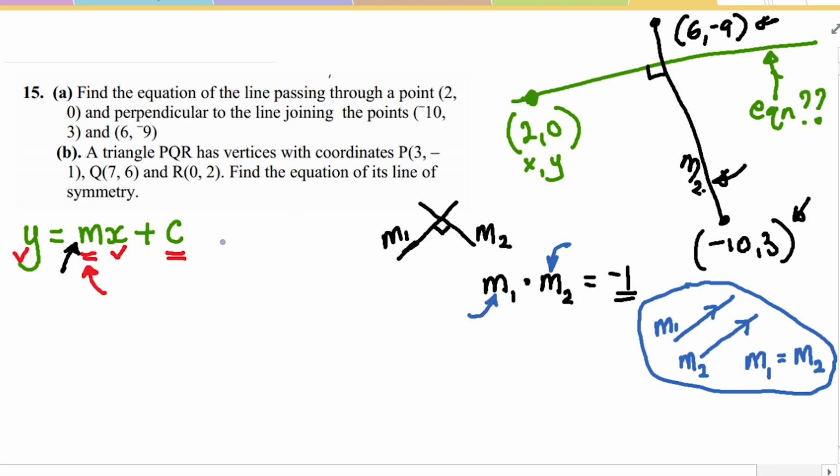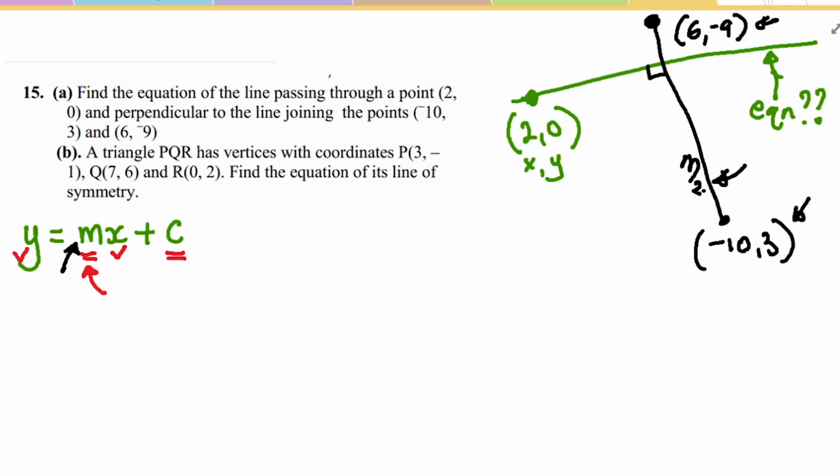So let's try and find the gradient of the green line. How? By trying to find the gradient of the black line. We can easily find the gradient of the black line because we have 2 points along that black line. So to find the gradient of the black line that I'm calling M2, the formula for gradient, again, these are things that must have been introduced to you in your class. I'm just quoting formulas. I'm not going to explain where they come from.